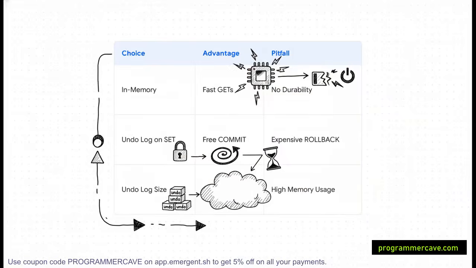By keeping everything in memory, we get extremely fast reads. That's the advantage. But the pitfall? Zero durability. If the process crashes, all our data vanishes. By updating the store immediately, we make a commit essentially free. But a rollback on a massive transaction could be painfully slow. And finally, a long-running transaction could eat up a huge amount of memory, storing all those undo notes. Real databases solve this durability problem with techniques like write-ahead logging.